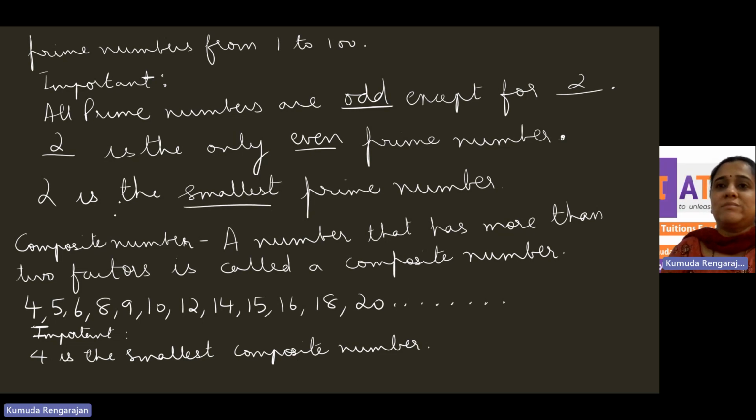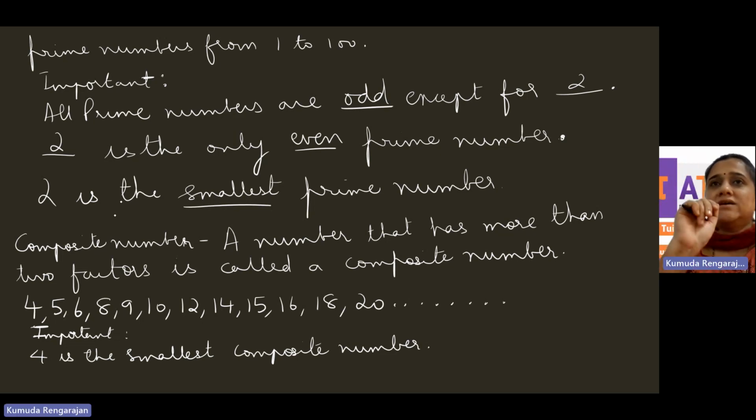All right. So composite numbers will have more than 2 factors. That is, it will come in the tables of 1, in the tables of itself, and at least one other multiplication table. So now 4. 4 is a multiple in the tables of 1: 1 into 4 is 4. And in the tables of 4 itself, 4 into 1 is 4. Apart from the tables of 1 and 4, it also comes in the tables of 2. So that's why it's a composite number. Other than 1 and itself, we should have one more multiplication table happening.